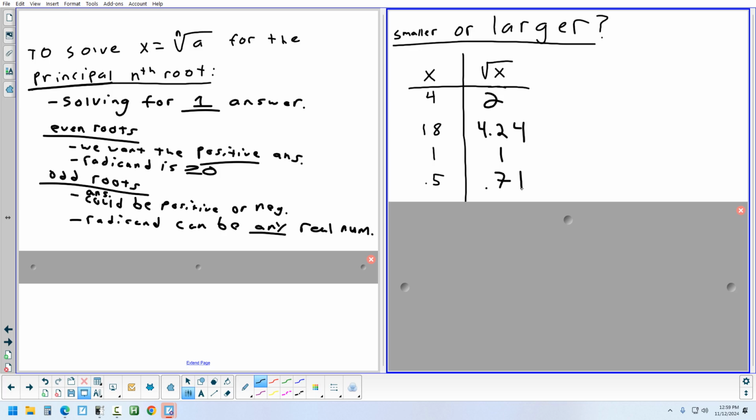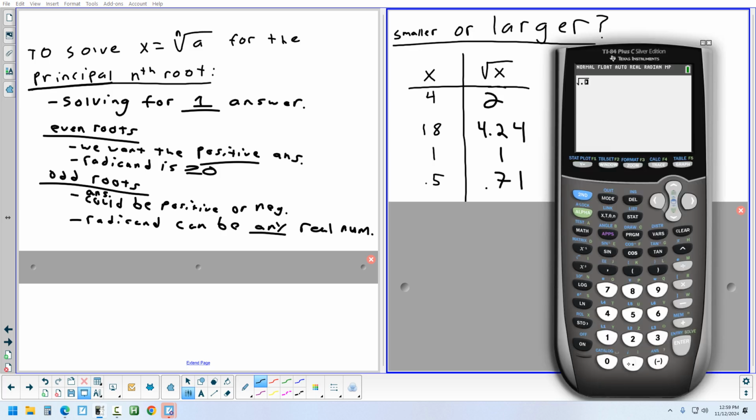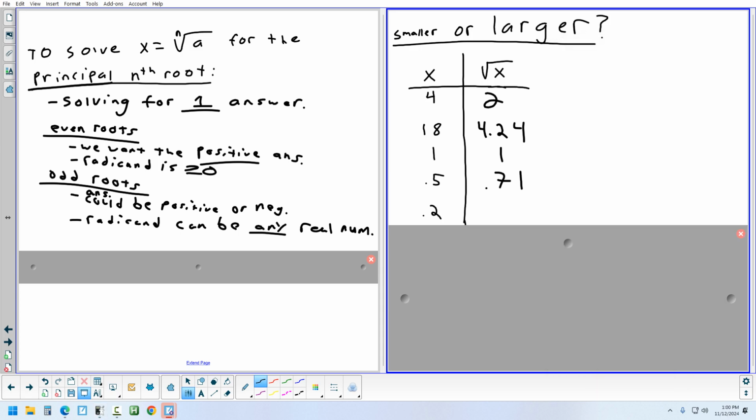How is the square root of 0.5 equal to 0.7? Because if you type in the square root of 0.5, you get 0.7. Let's do 0.71 times 0.71. That gives 0.50. Because when you're taking the square root of a number smaller than 1, it has to get bigger.